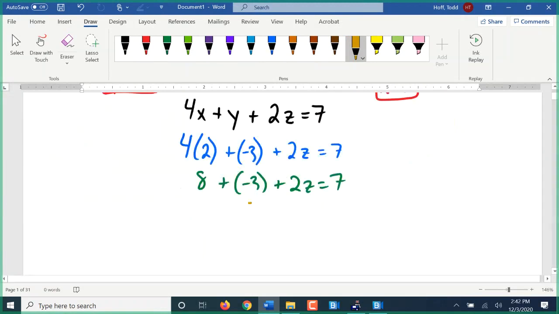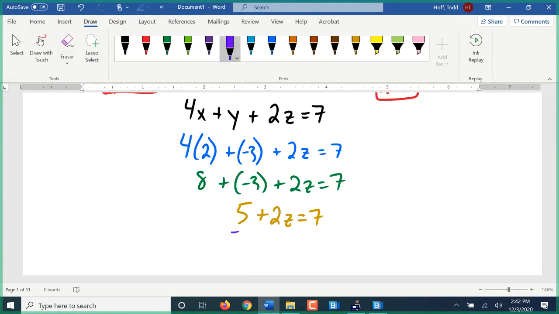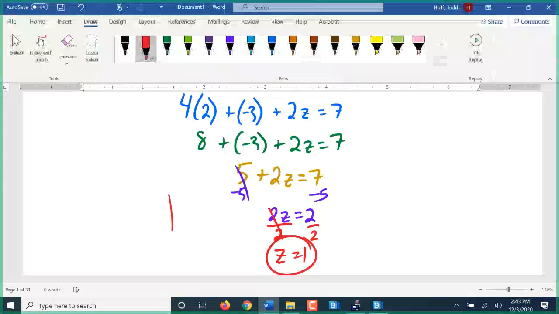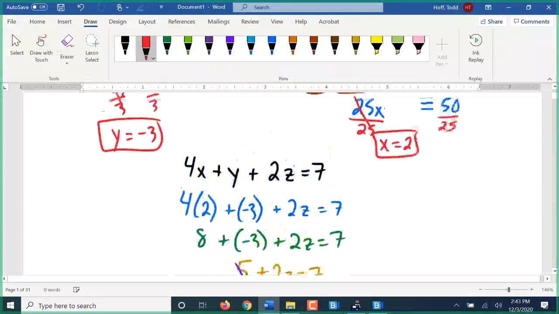Eight plus negative 3 is 5. So 5 plus 2z equals 7. Now I can subtract 5. 2z equals 2. I can divide by 2. So z equals 1. So my solution to this system: x is 2, y is negative 3, and z is 1.